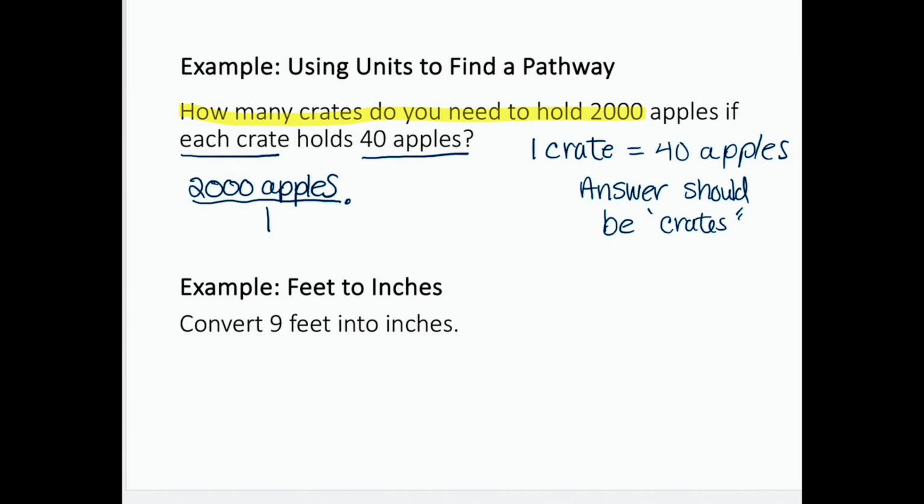Now, I want to get rid of apples because I want my answer to be in crates. I don't want to be left with apples. So I want to get rid of apples and keep crates. Now, because I can put 1 crate on top and 40 apples on the bottom, or I could put 40 apples on the top and 1 crate on the bottom, I can write it either way. I can pick the way that works for this problem.